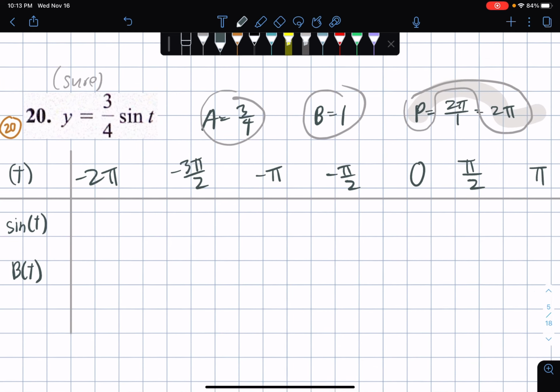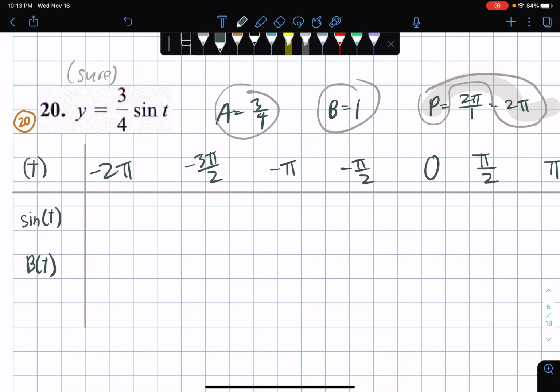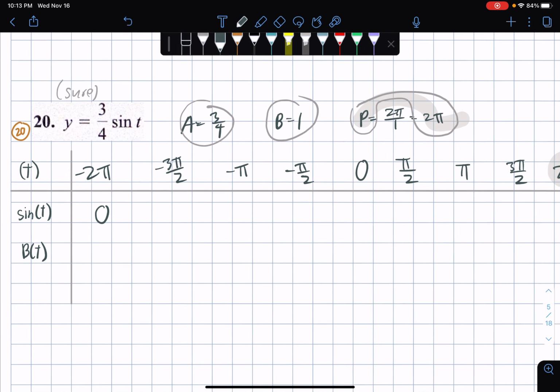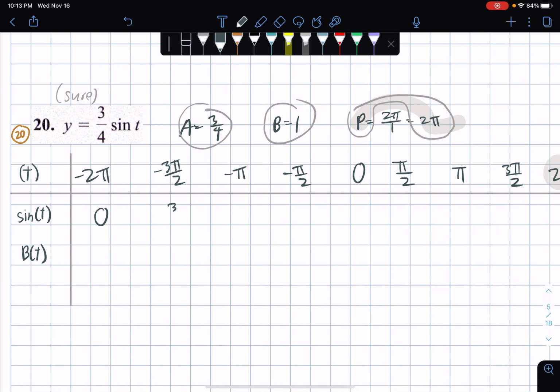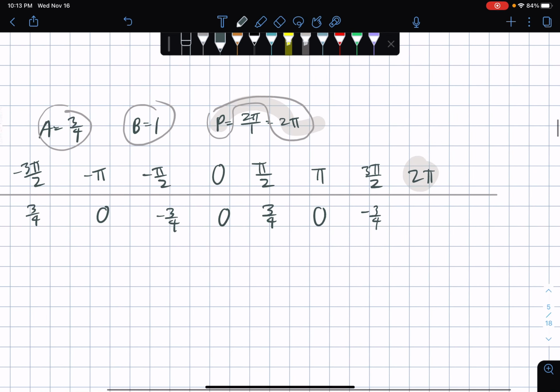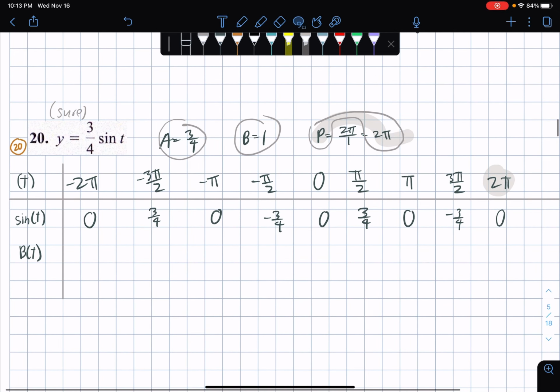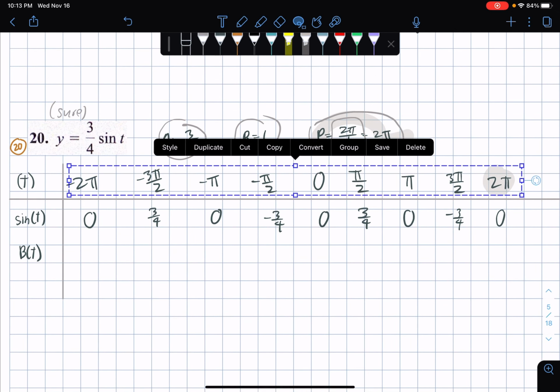So yeah, sine t, so multiply everything in the calculator. So sine times whatever t is. So for instance, sine of negative 2 pi, that's going to be 0. So follow the pattern. So next is 3/4, then 0, then negative 3/4, then 0, positive 3/4, 0, negative 3/4, and 0 again. And because b is equal to 1, you just copy paste.